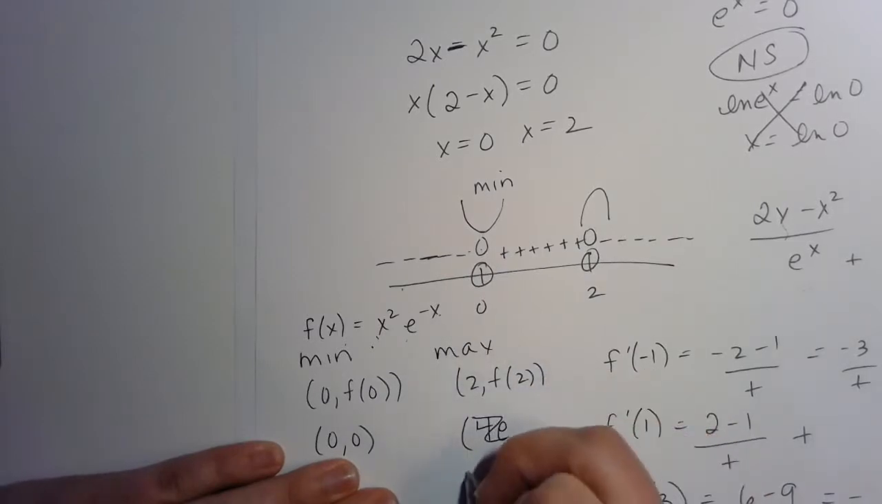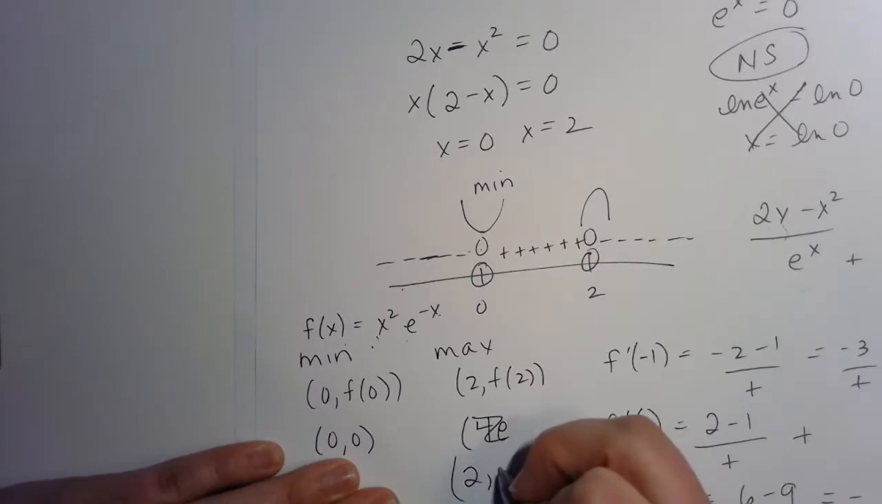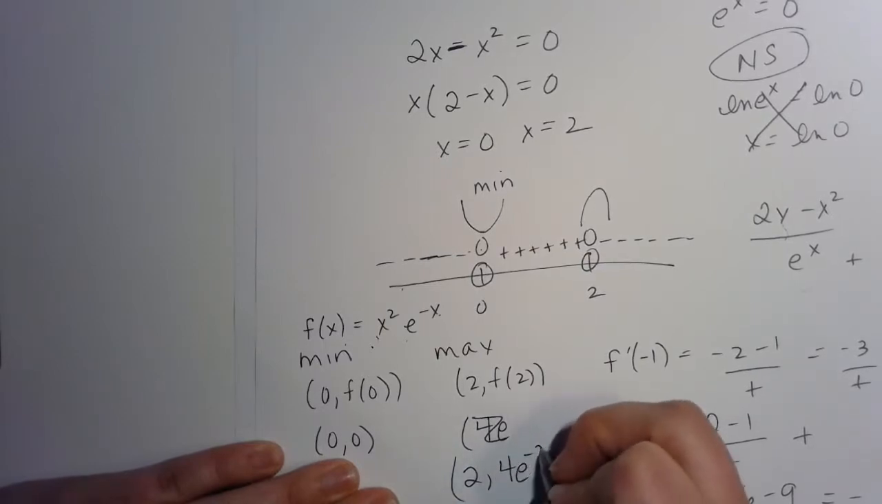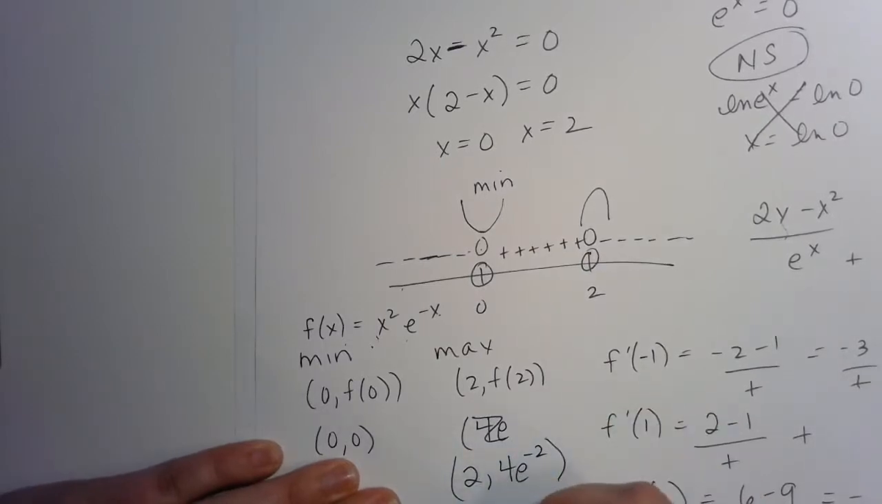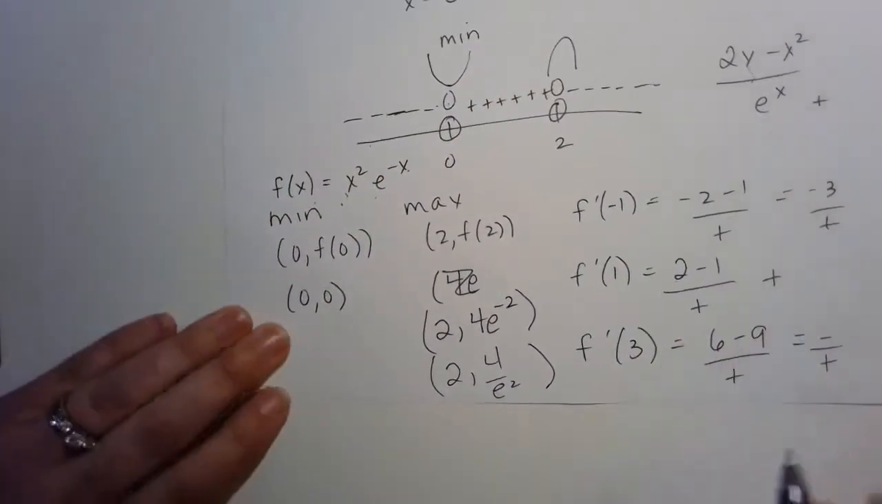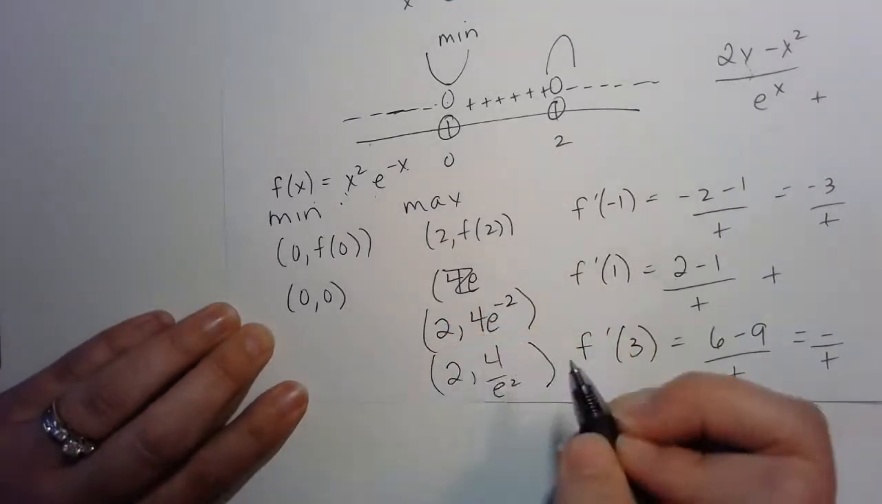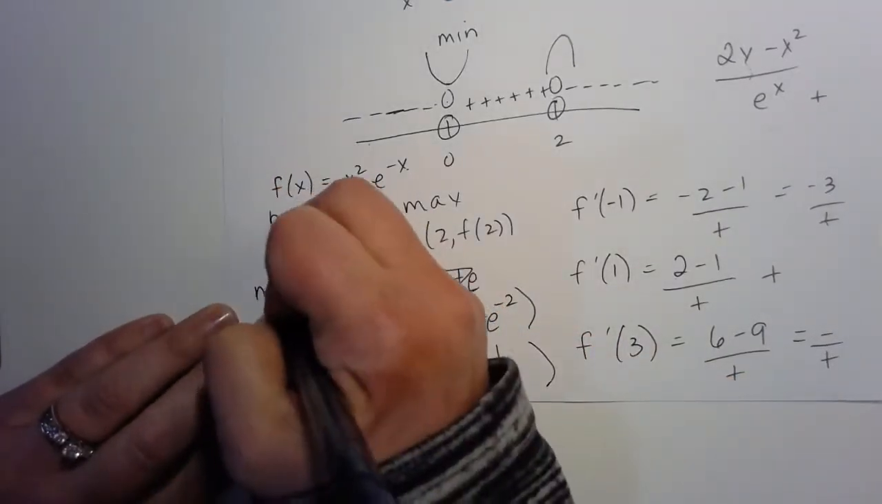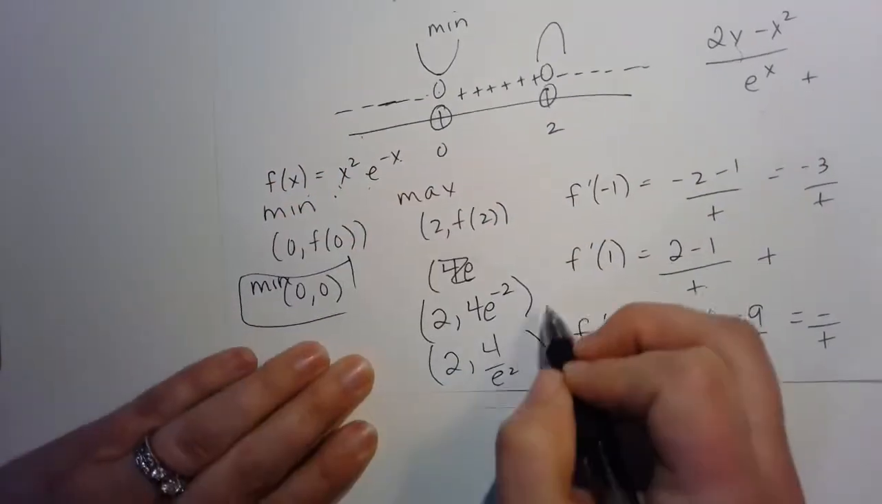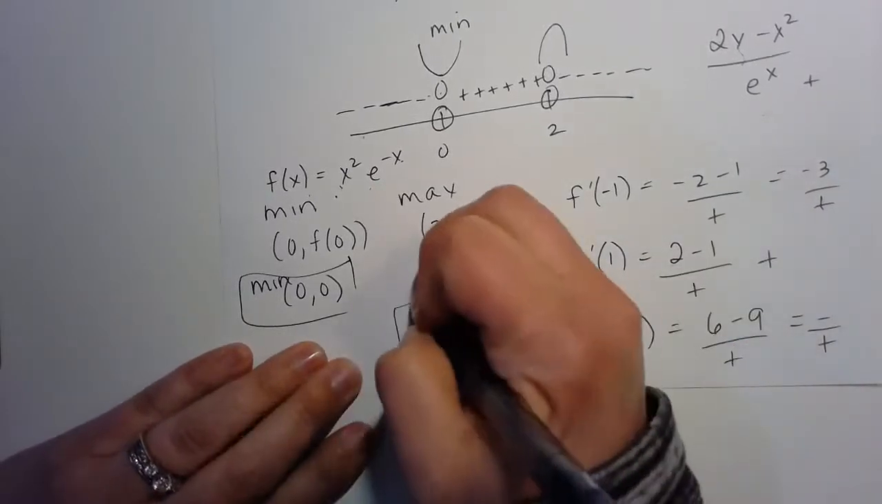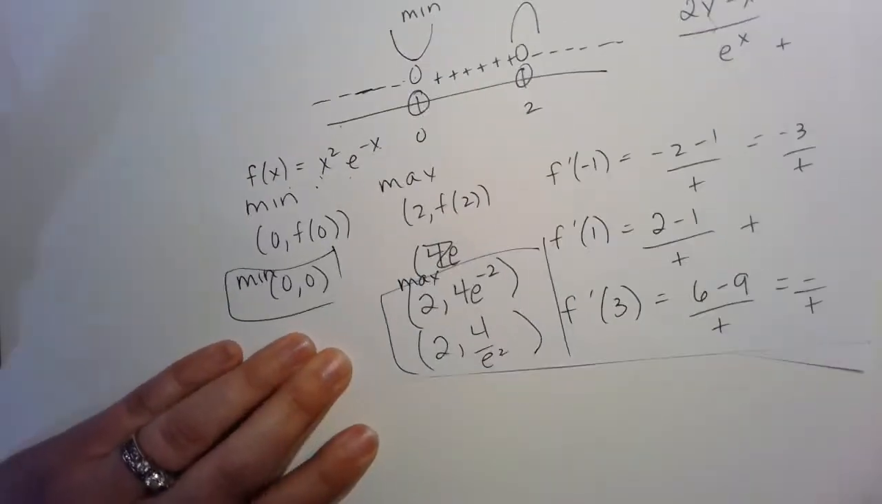So then I'm going to have 2, and this will be 4e to the negative 2. Or another way to write it would be 4 over e squared, whatever. But there are my 2 points, this one being my min, right? And this one being my max. Whichever version you like better is perfectly fine with me, okay?